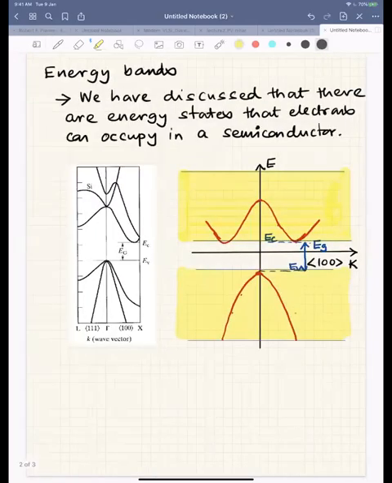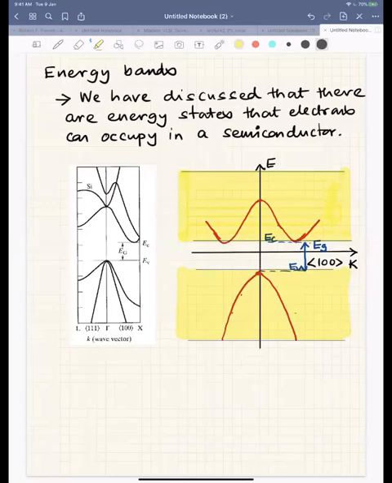So we talked about energy bands, and we have discussed that there are energy states that electrons can occupy in a semiconductor. Here I have taken the example of silicon because silicon is the most widely used semiconductor, and we will spend most of our time in this course with silicon. Silicon is basically an anisotropic material. It's a 3D crystal, so we have mostly the three directions: 001, 100, and 111.